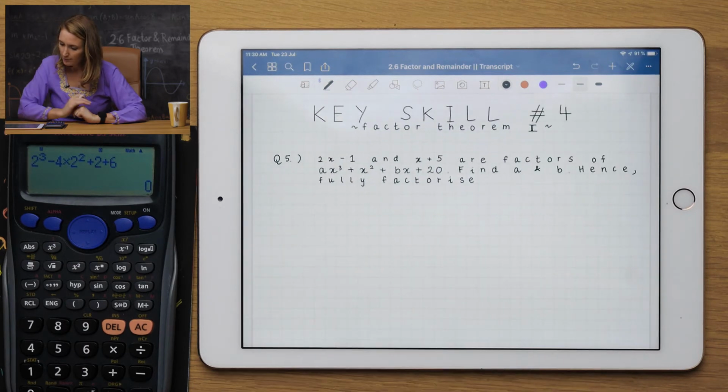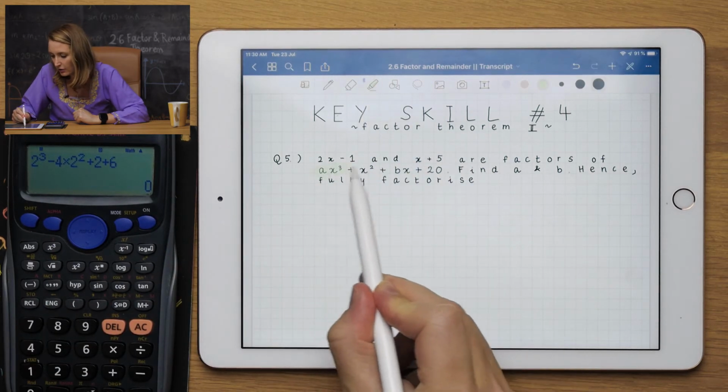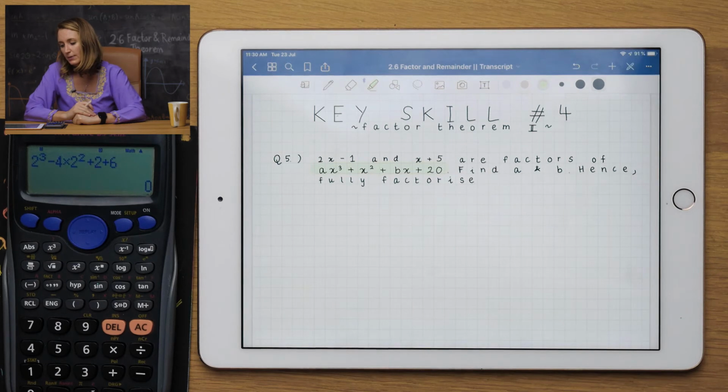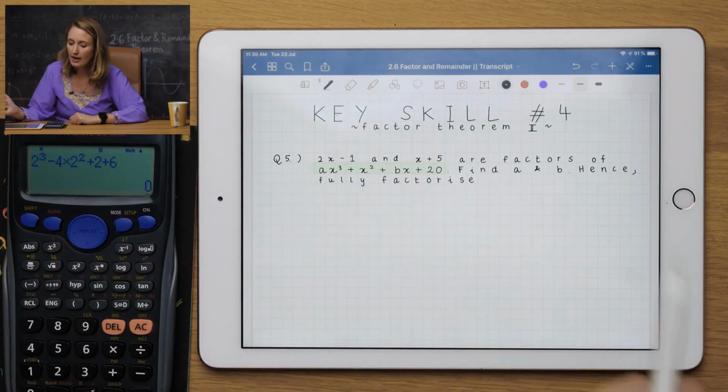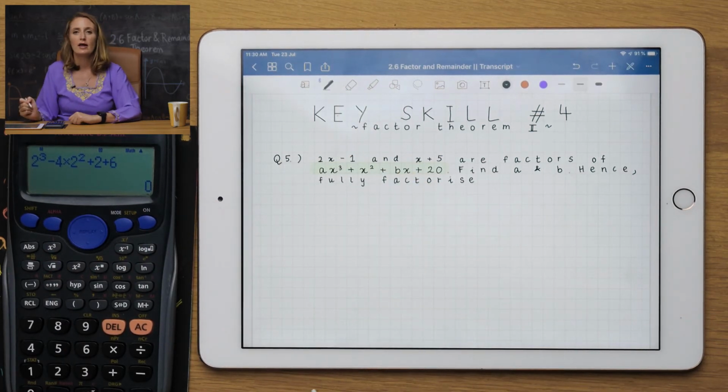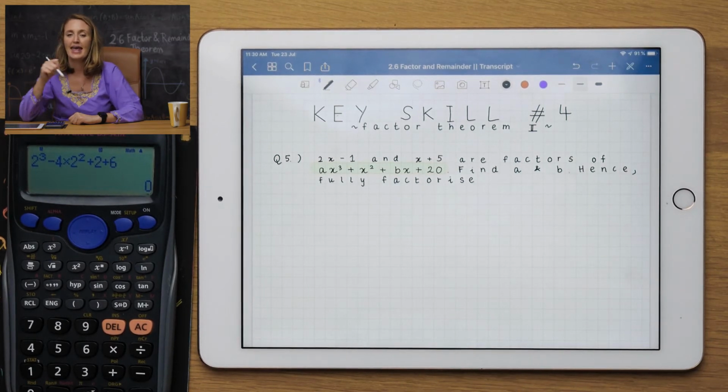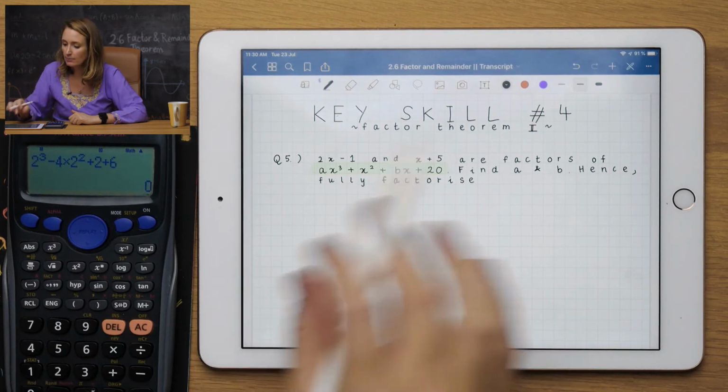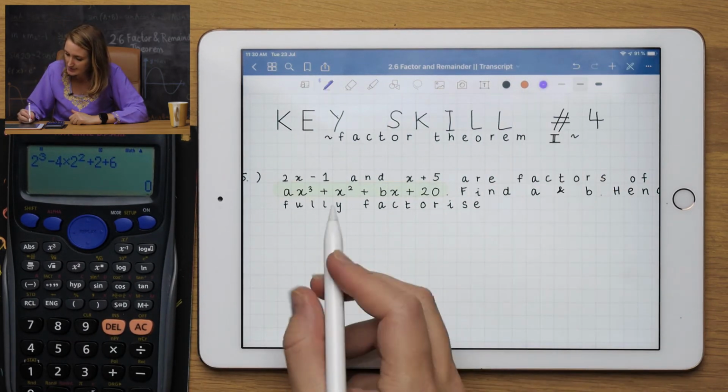Okay, last one. 2x minus 1 and x plus 5 are factors of this cubic equation. Find a and b and hence fully factorize. This is very similar to the previous question. We're going to use the same technique, but we've been given 2 factors and 2 unknowns. So it's going to end up with a simultaneous equation. Whenever you've got 2 things to find, in this case a and b, you need 2 equations and you have to solve them simultaneously. So we're going to do this twice.